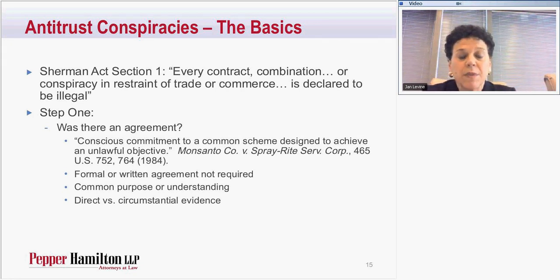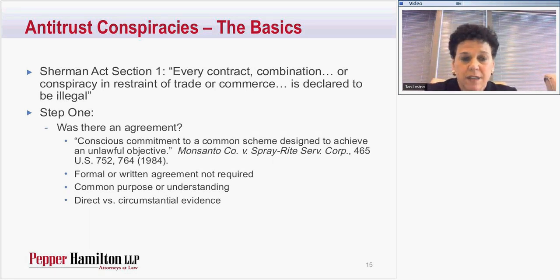To be an agreement, you do not need a formal or written agreement. That is not required, although it can be. The issue really focuses, as the definition in Monsanto says, on a common purpose or understanding. And agreements really are established with two different kinds of evidence.